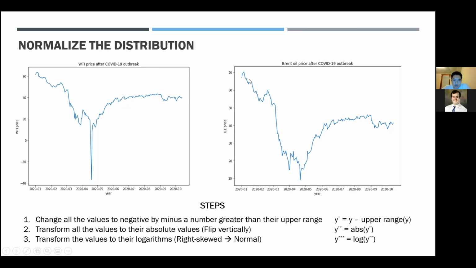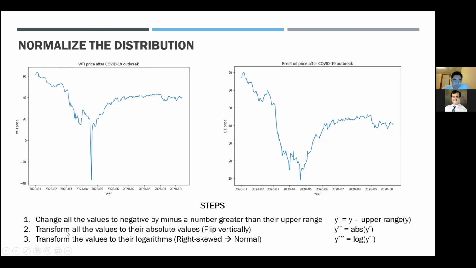For the other two dependent variables, WTI and Brent oil price, at first glance we can't figure out what kind of distribution they are. But if we flip their trend vertically, it becomes a right-skewed distribution. First, we made all the values negative by subtracting a number greater than their upper range. For WTI, we subtract 65, and for Brent oil price, we subtract 75.